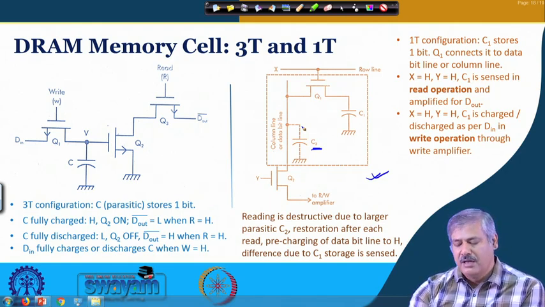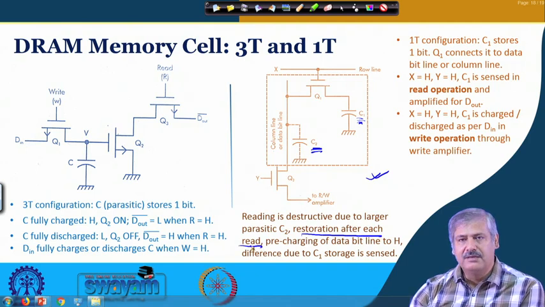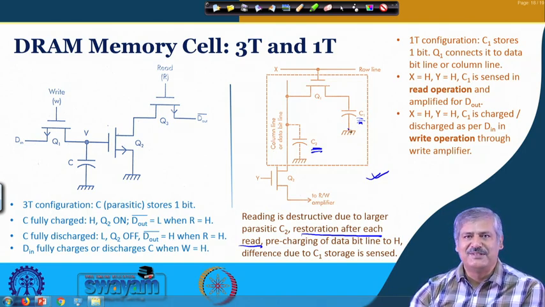That will increase the effective capacitance value, which is roughly 10 times more than this capacitance value. Whenever you read it, because of the charge sharing, the charge dividing that is happening, it becomes a destructive reading. This charge information gets lost. So after every read, you need a restoration of whatever previous value was there in C1. This is an additional thing, though the density is more and the least number of parts are used. This is a 1 transistor configuration.